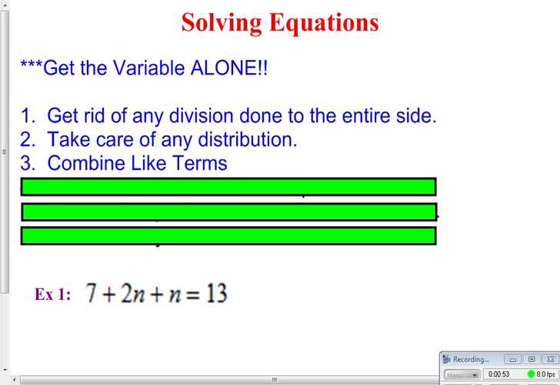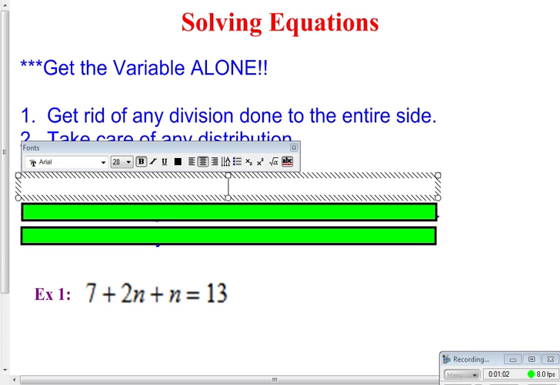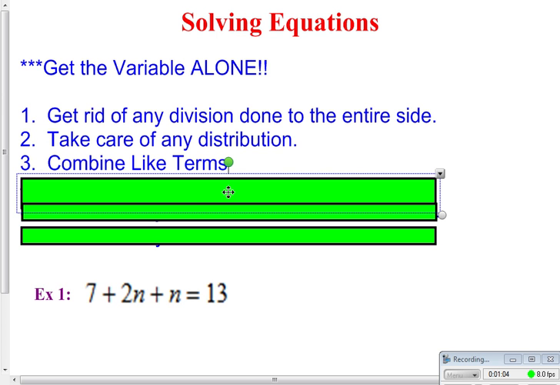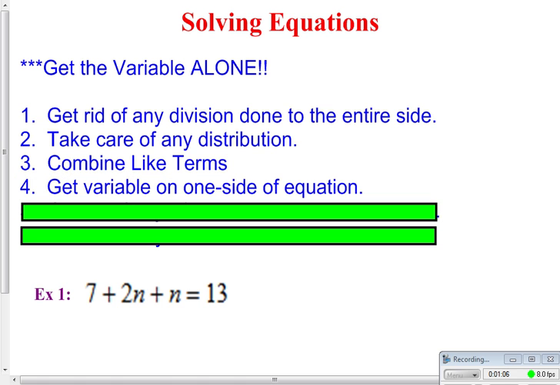Third, combine like terms. So after you take care of the first couple steps, if there's like terms that we need to combine, we'll combine like terms. Step 4 is to get the variable on one side of the equation. You might have a variable on two sides of the equation, but we need to get it onto one. And in order to get it onto one side, I will let you know it is done by addition and subtraction.